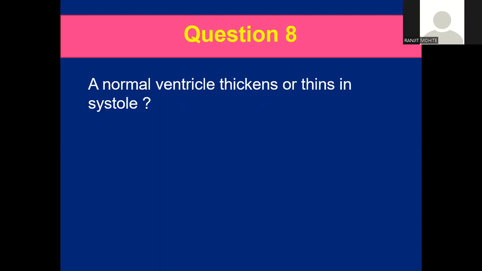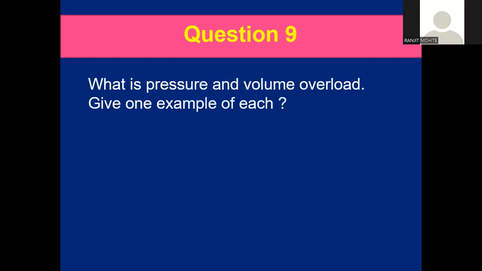Does the LV thicken or thin out in systole? Sir, it thickens in systole. Are you sure it thickens? Sir, the volume decreases, but the wall and the septum thicken. Then what are pressure and volume overload? Sir, pressure overload is when the ventricle is pumping against a closed valve, and volume overload is when there is an increased amount of blood.